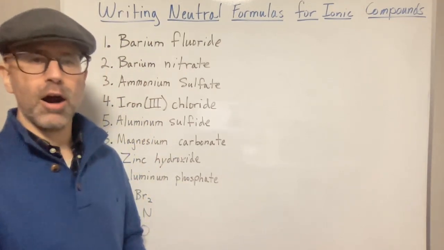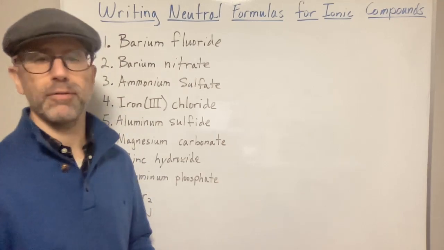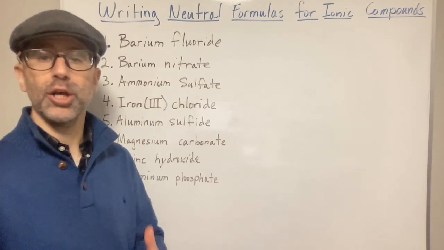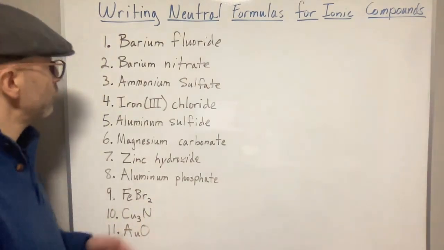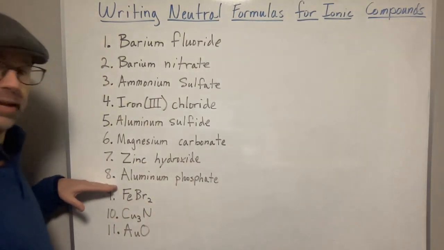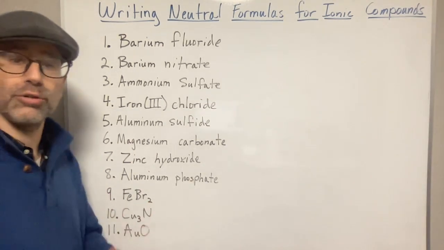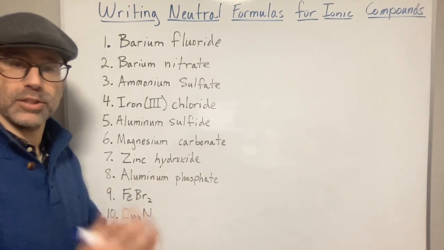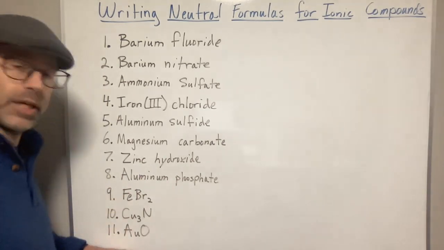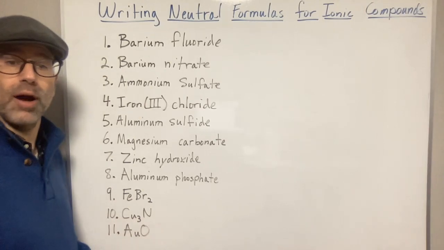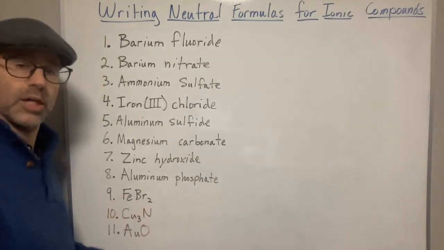Okay, so here are a few examples of how to go from the name of an ionic compound to the neutral formula. I'm going to go through all of these. For the first 8, I'm giving you the name, and we're going to work to the formula by balancing the charges to make a neutral formula. And then for the last three, I'm going to show you how to go backwards, from the formula to the name.